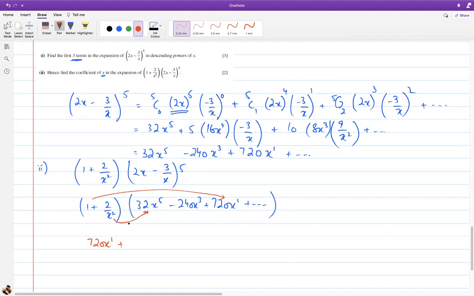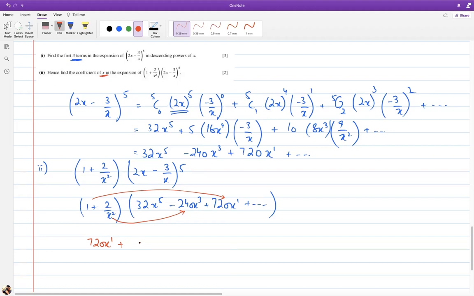Power 3. So we don't want that. When this multiplies with this, what power do we get? 1. So that is what we are looking for, because the question says find the coefficient of just x power 1. So हम इसको इससे multiply करते हैं.